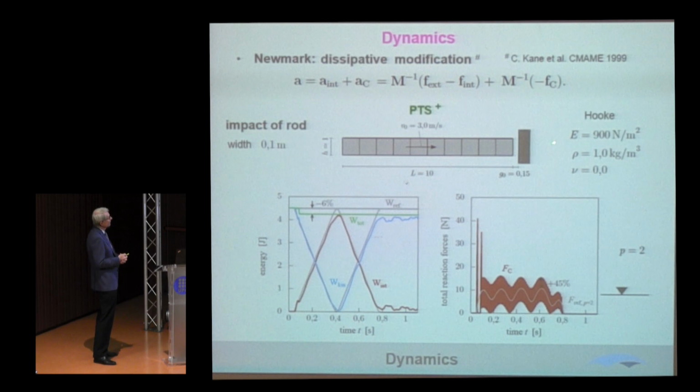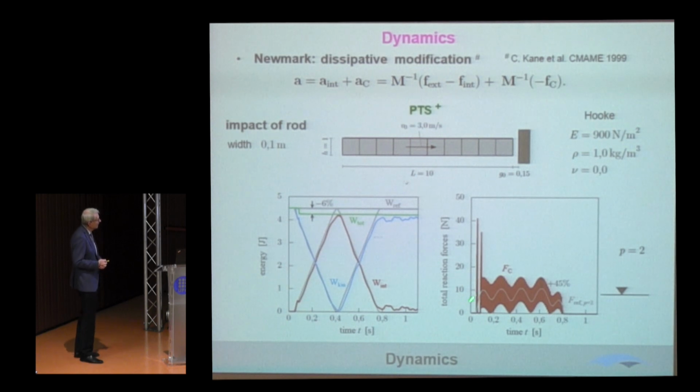And we investigated, or Martina investigated, the impact of a rod. PTS plus is used here. And you see here the results for the energy evolution. You see that for the total energy you have some dissipation, which is not much, but maybe too much. And otherwise it looks pretty good.